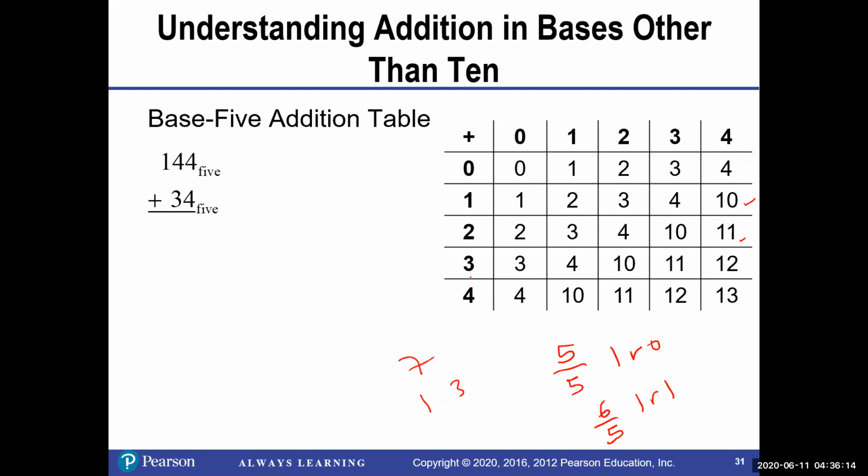Sorry, 3 plus 4 is 7. Okay, and that is 1 time, remainder 2. So that is 12. Sorry. Okay, and 4 plus 4 is 8. How many times can 5 go into 8? That is 1 time, remainder what? 3. And that is why we have 13 right there.